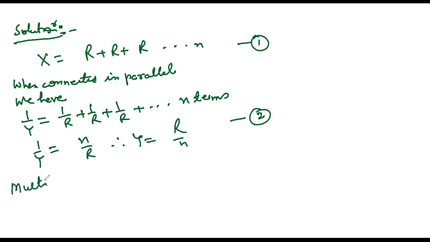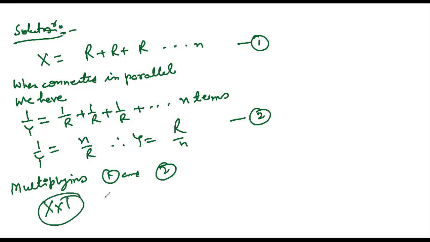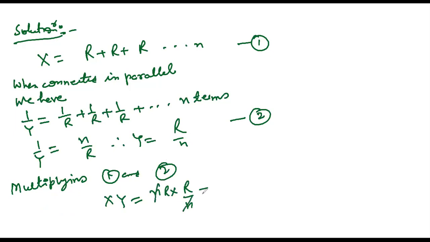Multiplying 1 and 2, do the multiplication. X into Y, this is equal to nR multiplied by R by n. n cancels. You will be getting R square is equal to XY.